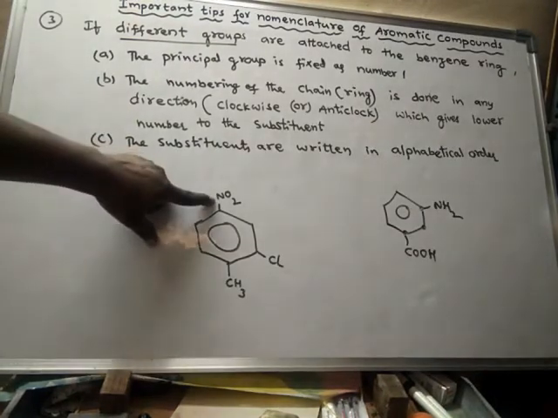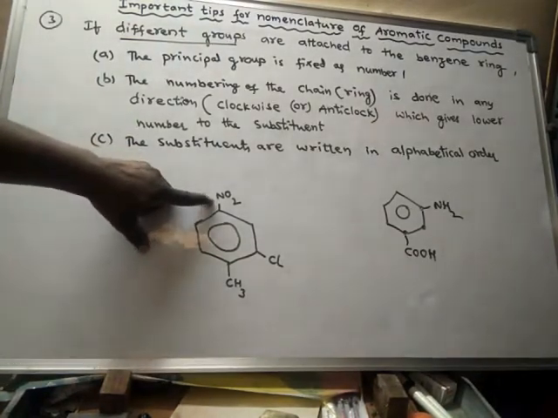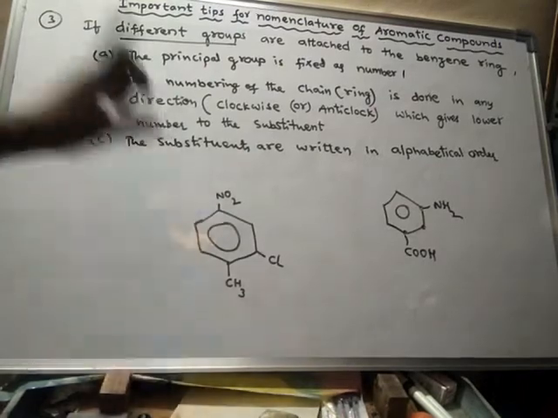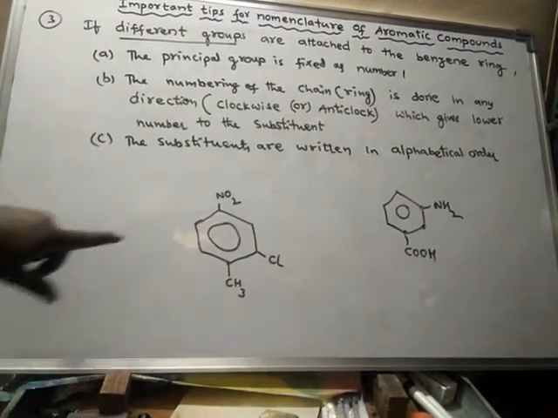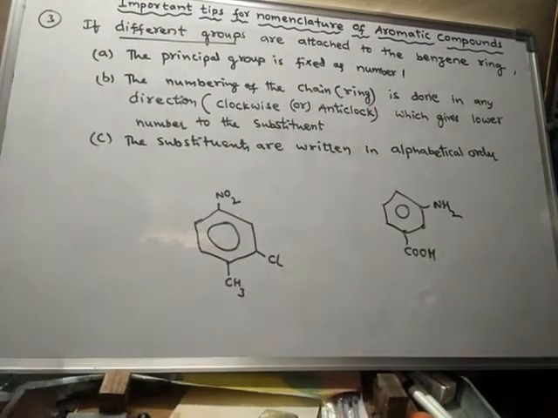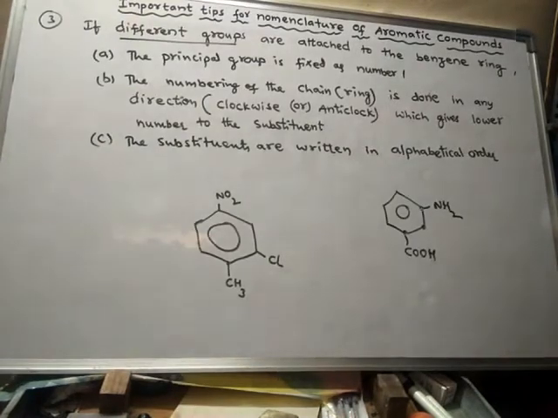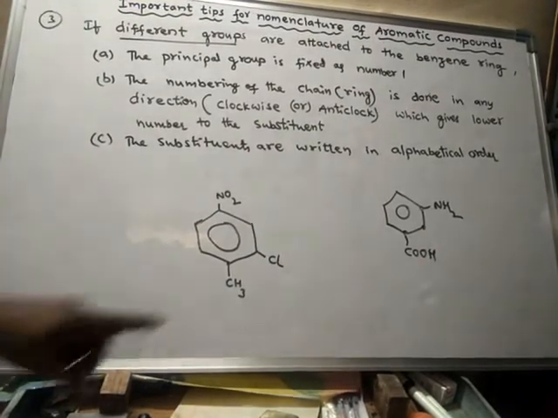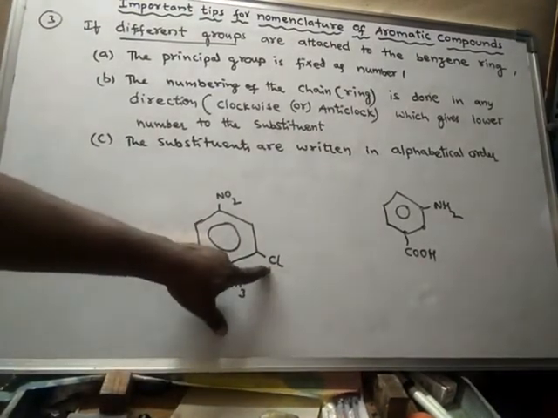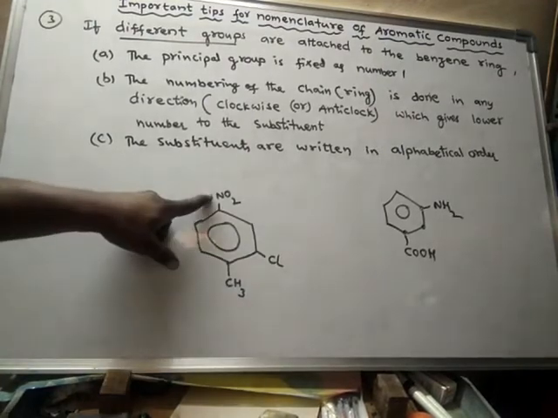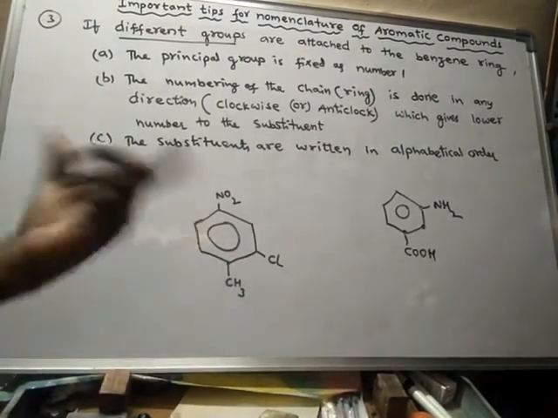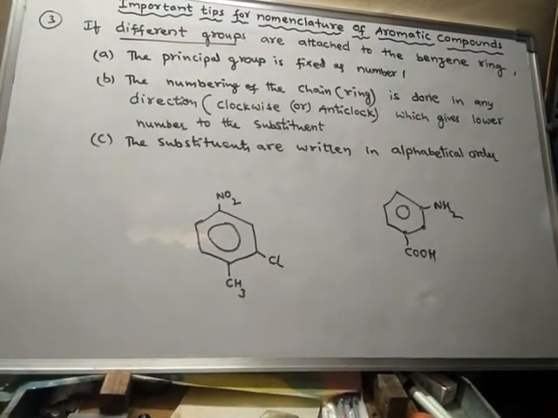See, nitro, NO2. Remember that the nitro group never acts as a main functional group. It always acts as a secondary functional group only. That means it always acts as a substituent only. Wherever NO2 is present, it always acts as a substituent only. So this is a methyl group, this is chlorine, and this is NO2. All these three are substituents only.